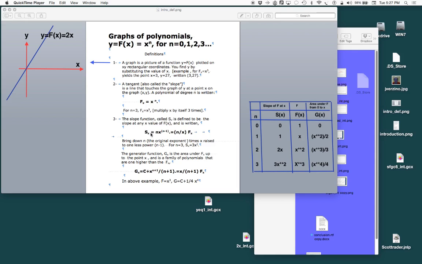One of the functions is called a slope function. The slope function is defined as n x to the n minus 1. In other words, you take the original n value, put it in front, and then reduce the exponent by 1.